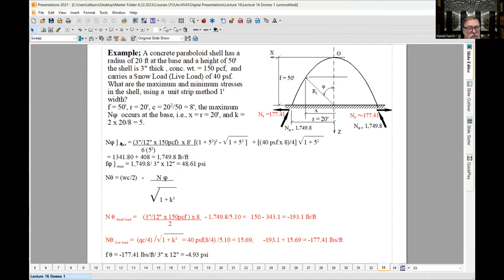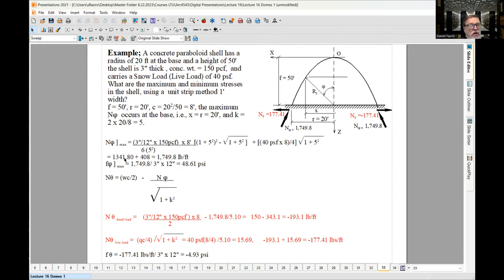So N sub phi max here, plugging in our values. This is our self weight. This is my concrete shell, 150 pounds per cubic foot, multiplied by its thickness, divided by 12 inches. That's its total weight. Our value for C is 8 feet, and we divide that by 6 times 5 squared. Our K value is 5 here. And the rest on the right-hand side takes into effect our live load as well. So we get 1341.8 plus 408.